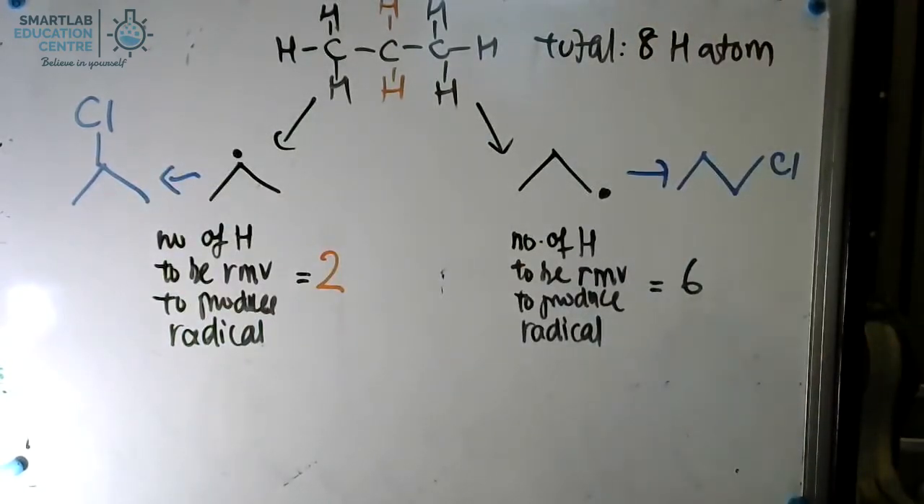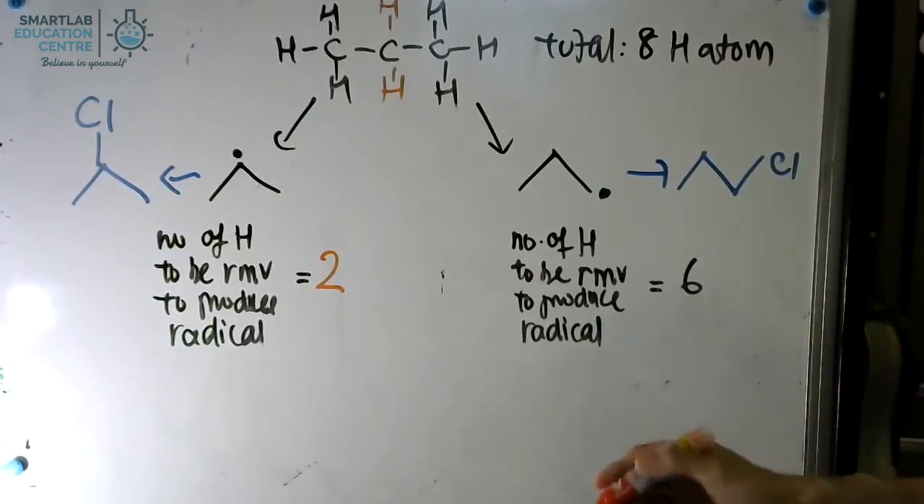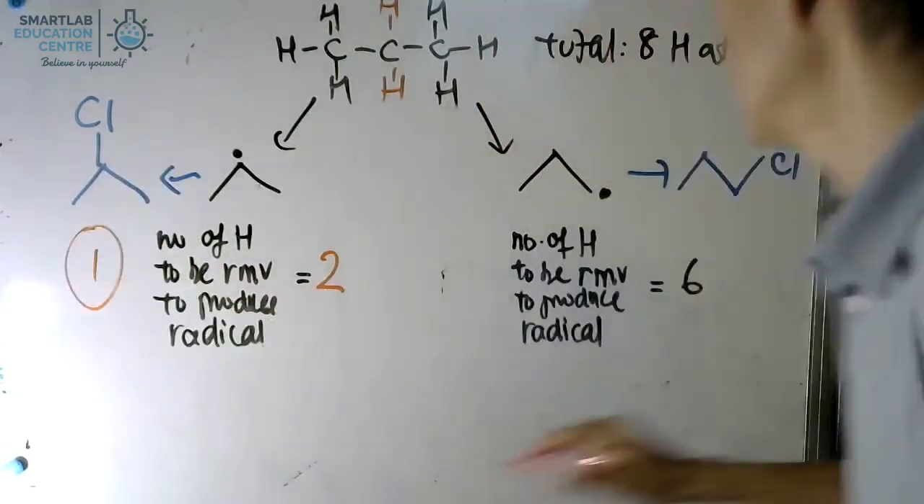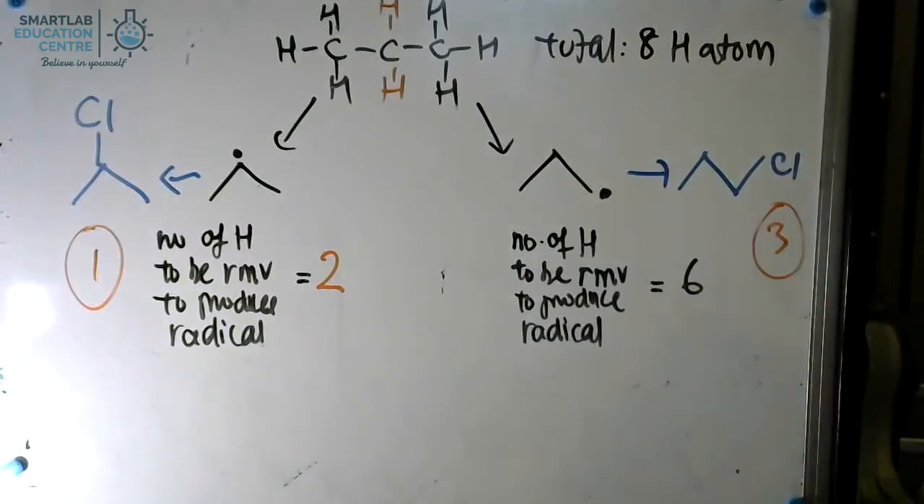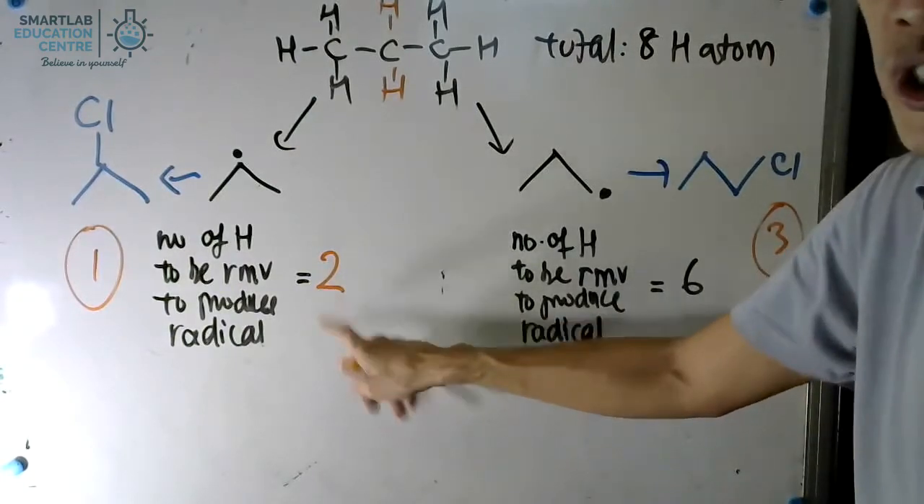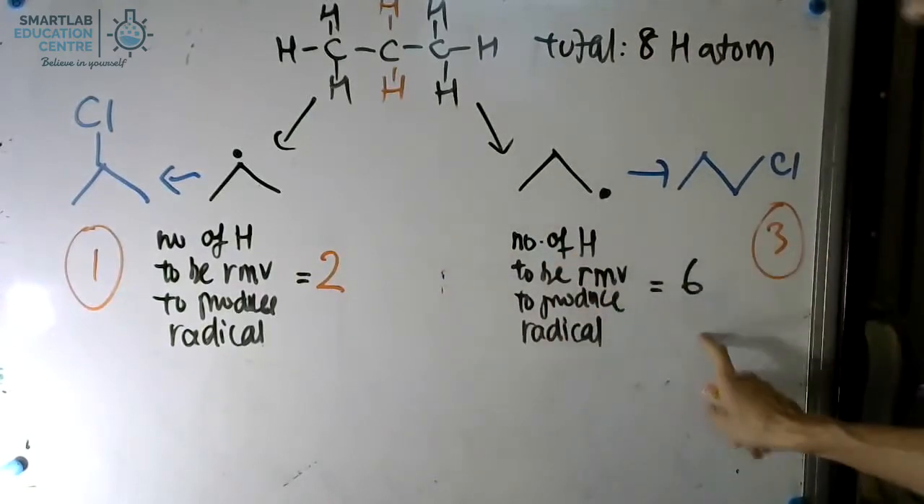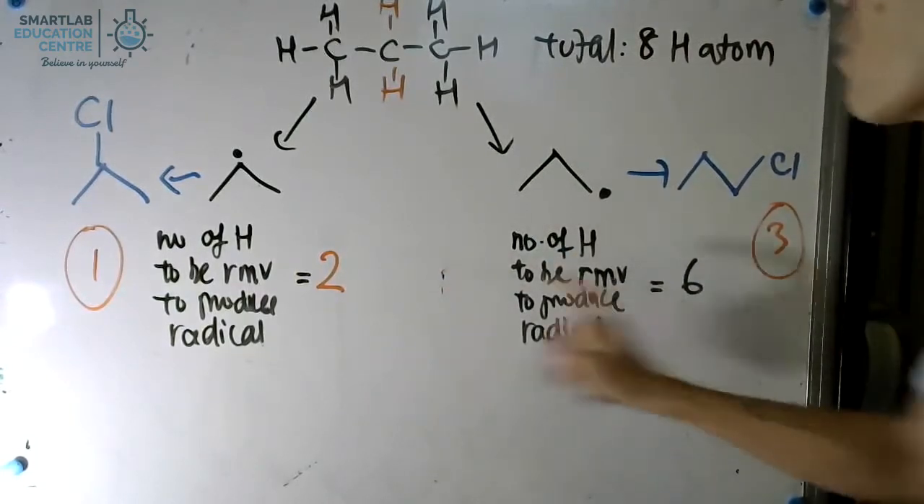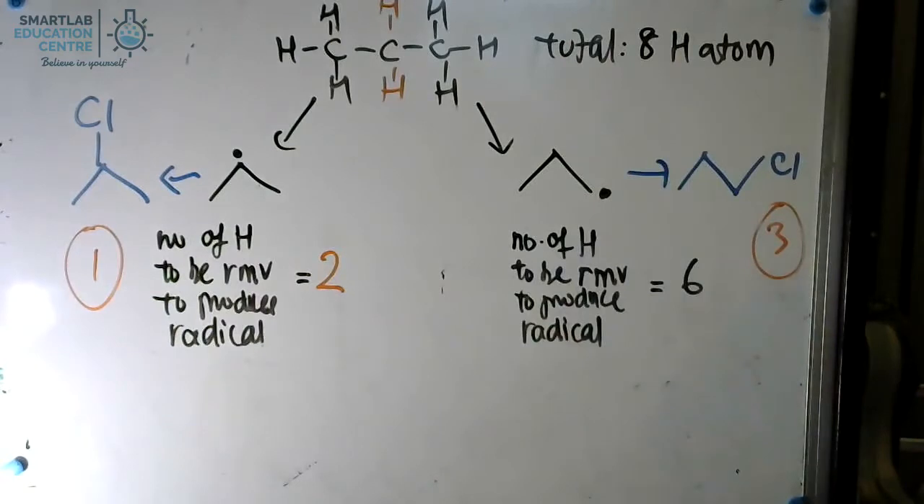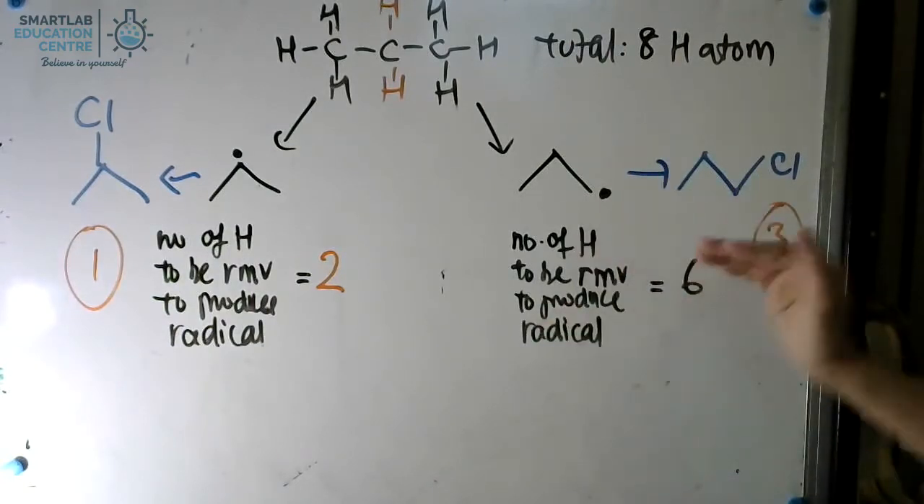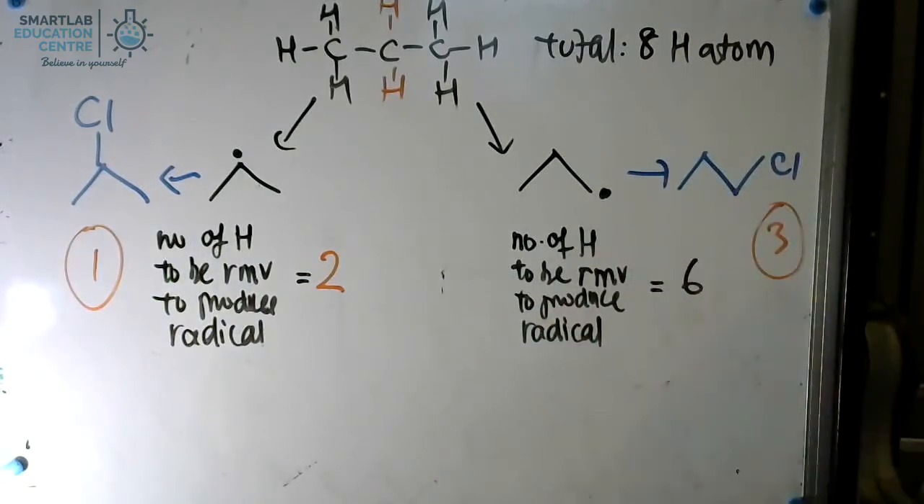And the ratio at which they exist will actually be 1:3. Why? Because the ratio of the number of hydrogens to be removed to produce this or this is 2:6. If it's 2:6, then we expect this to be 1:3. This will be the answer if no further information is given. However, in reality, there's actually another factor.